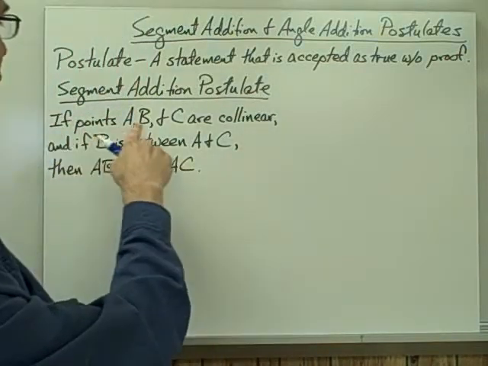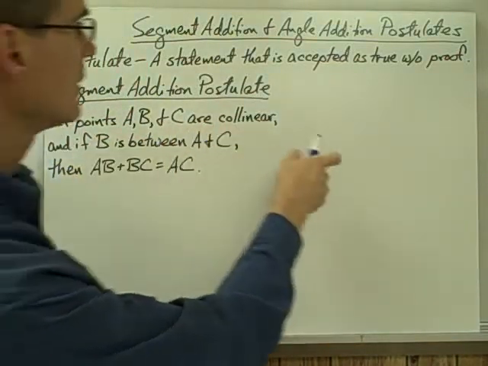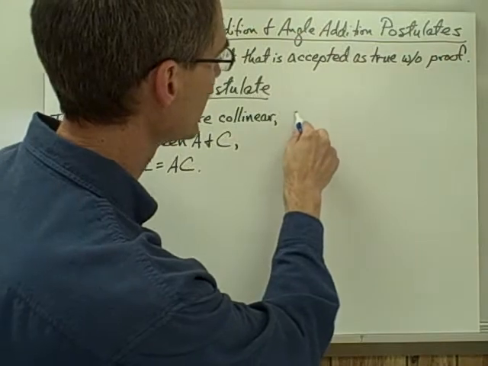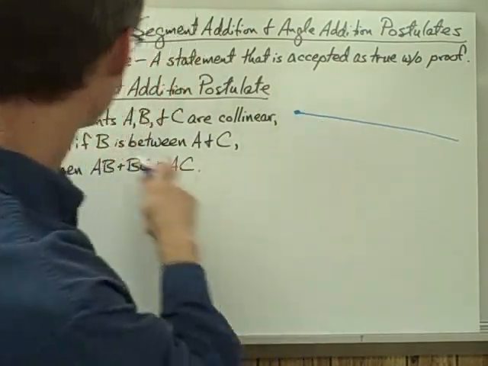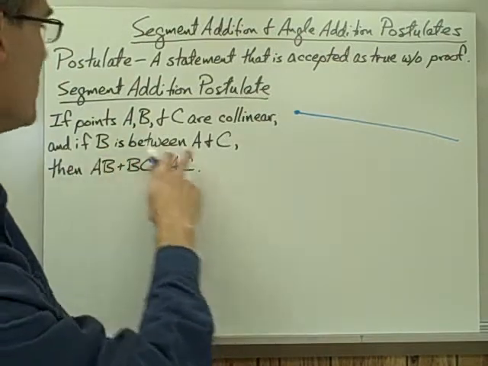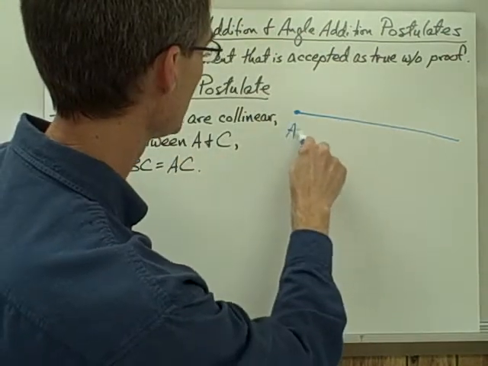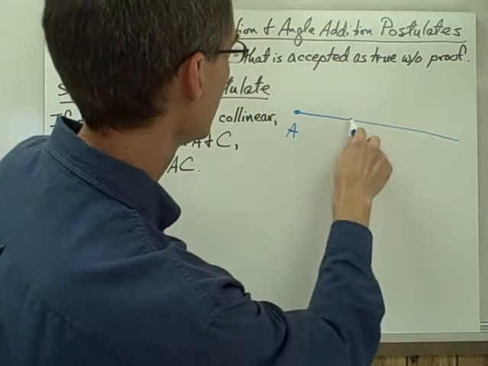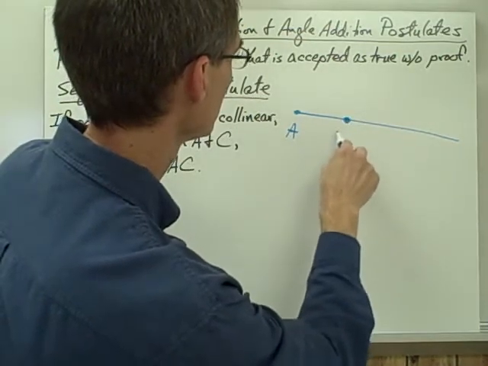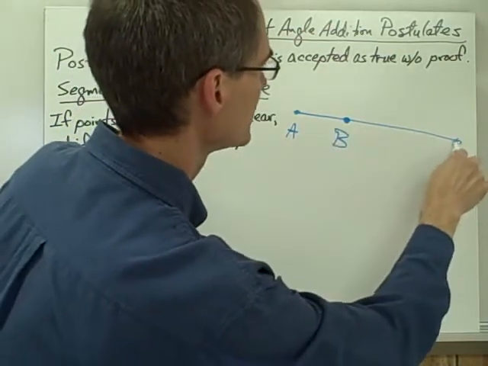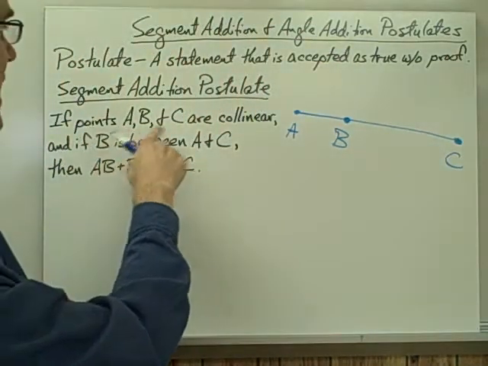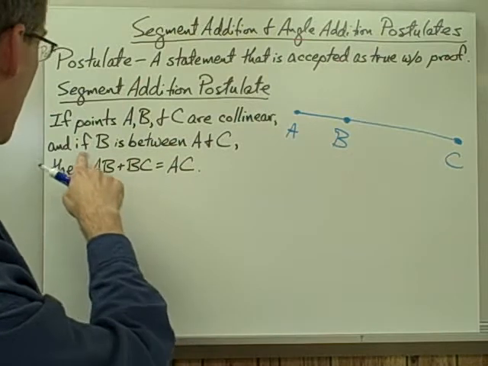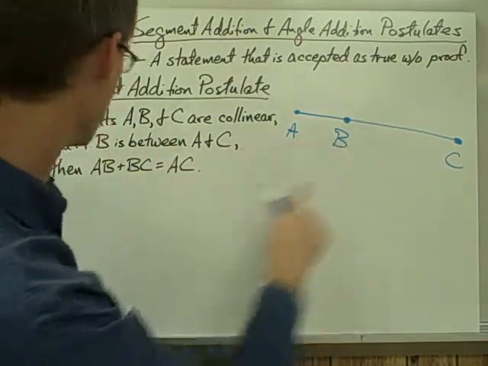So first I want to draw points A, B, and C on a line. So I want to have a line, 3 points on that line so they're collinear, and I want point B between A and C. So let me put A here, and let me put B right here, and let me put C right here. Alright, so I have points A, B, and C, they're collinear, and I have point B between A and C.